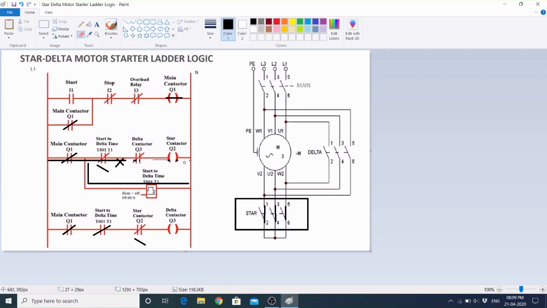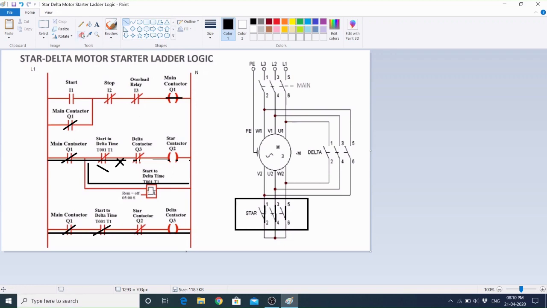If the power is not flowing through this coil of the star contactor, in that case this star contactor will go to its original state like this. This will become closed type. Okay, so if this becomes closed type, then the power will flow through this path, that is the current will flow like this. In that case, what will happen in the power circuit?